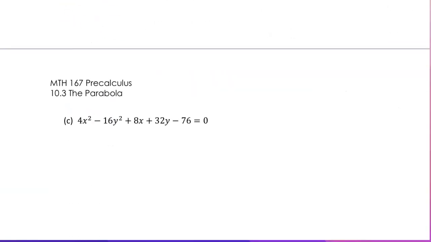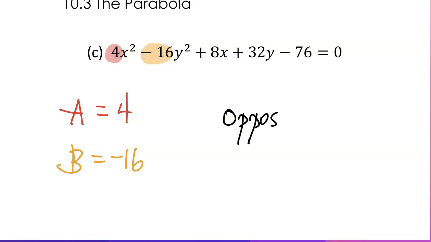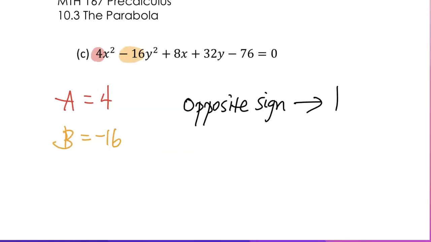All right, let's look at part C. What do we have? I'm going to highlight the A, which is 4, and B is -16. Not only are they not the same, they're different. This is not a circle, and it's not even an ellipse because the signs are opposite. So we're going to say opposite sign. And when A and B have opposite signs, you're looking at a hyperbola.